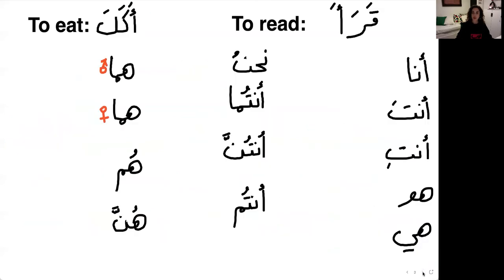Next, we're going to conjugate the verbs قرأ, to read, with the hamza at the end as the third radical, and to eat, أكل, with the hamza as the first radical. Let's start with قرأ. The prefixes are the same as for all verbs, remember? So what's the prefix of أنا? The alif, hamza. What's the prefix of أنت? تا. أنتِ, تا. هو is يا. Try to memorize this. هي is تا. نحن is نا.